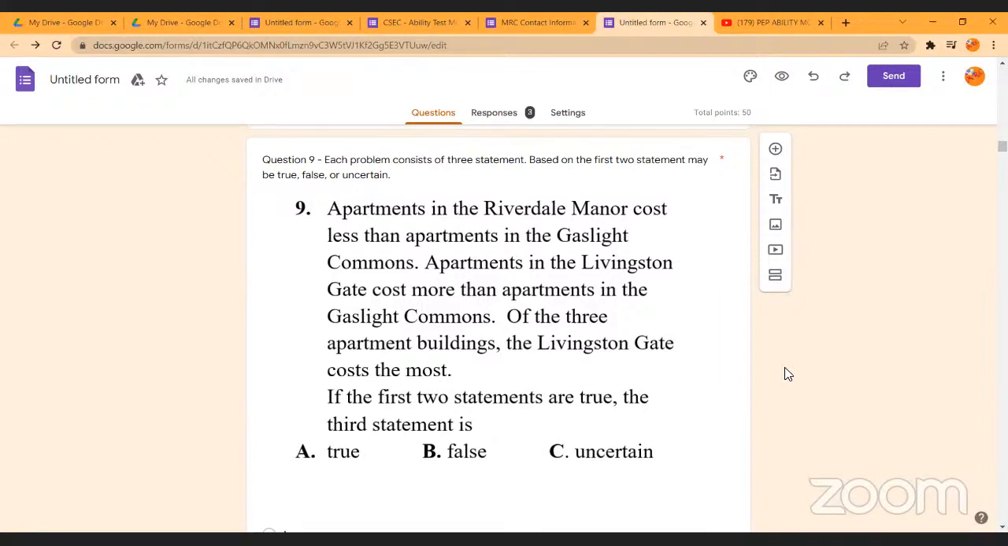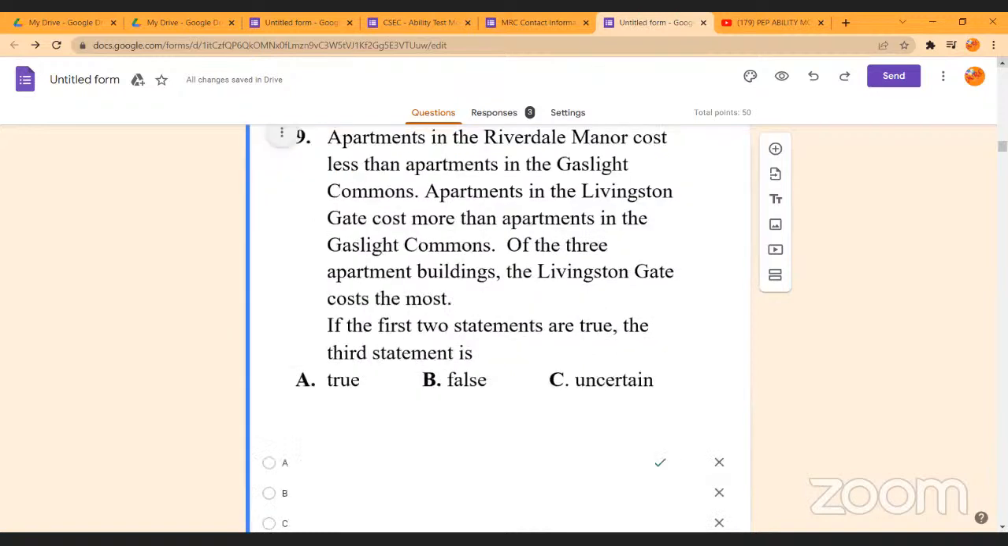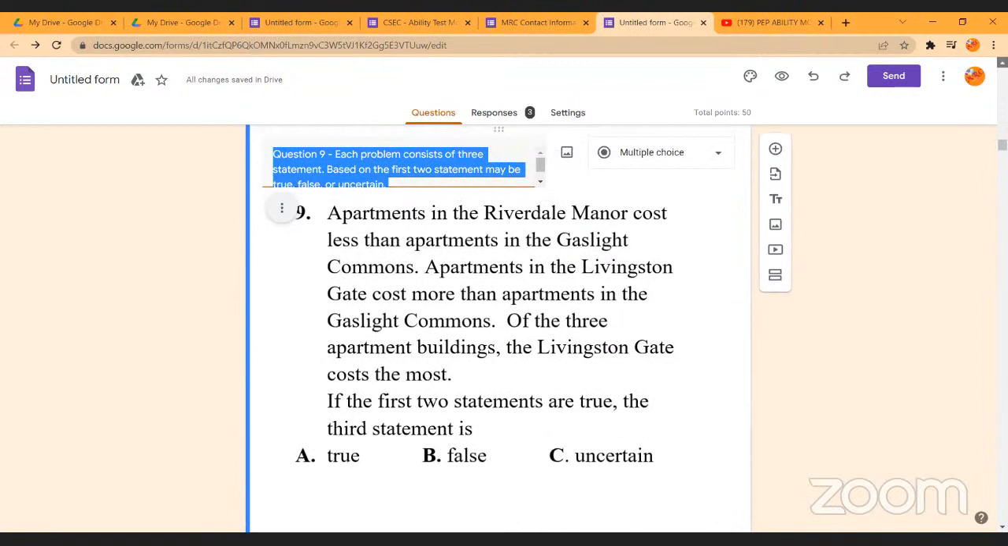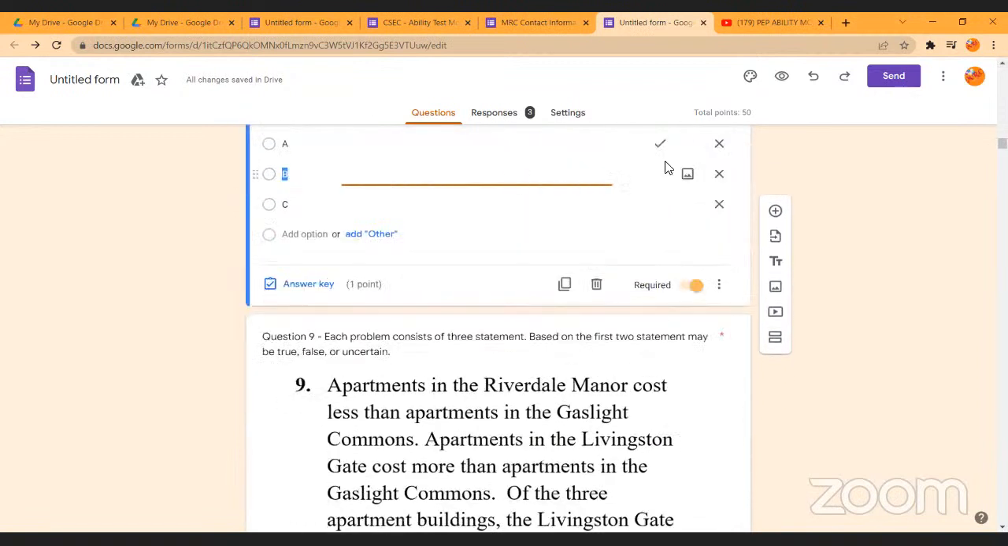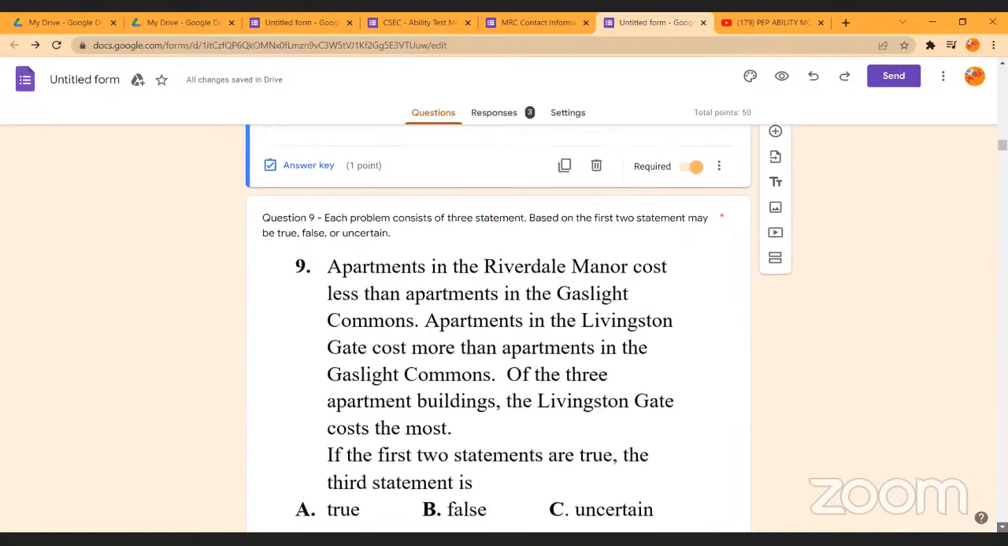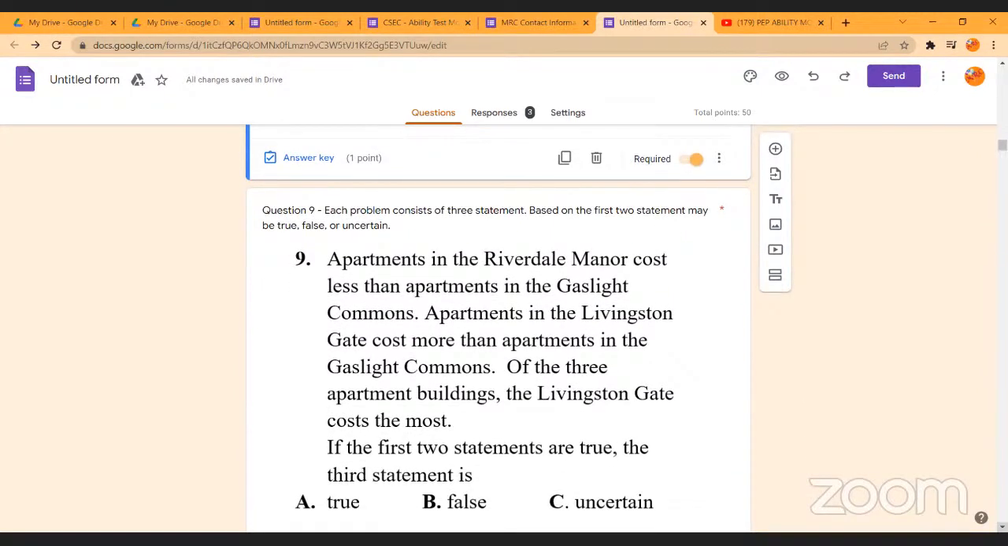Hold on, Santina, the question starts up here. Question 9. For each problem... It starts at each problem. Hold on, let me scroll up. Each problem. Hold on. Go ahead and read now, honey.